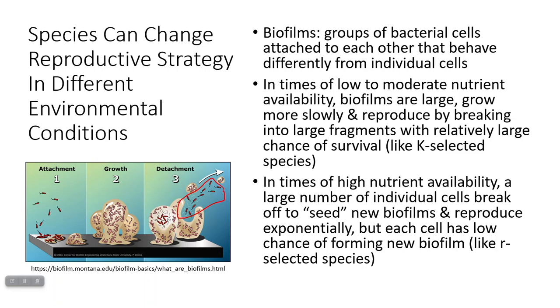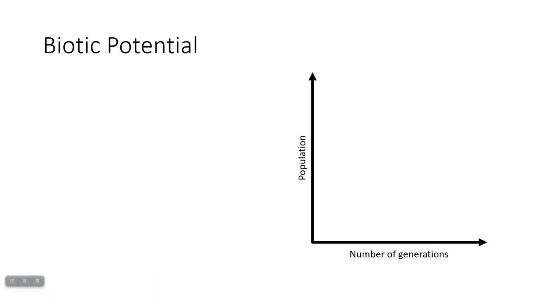So, this is an example of an organism, or in some cases, a collection of organisms. You can have one species of bacteria living in a biofilm that can change strategies depending on how the environment is changing.